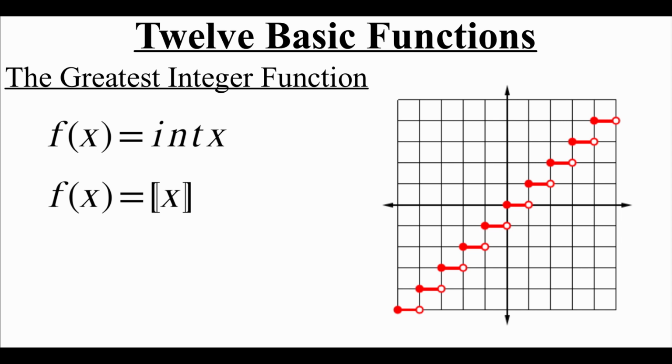Our next function that we've got is the greatest integer function, and you might see this one written a couple different ways. You can just see it written as f of x equals int of x, meaning the greatest integer, or you could see f of x equals this x inside of these square brackets with kind of this double vertical bar on either side.